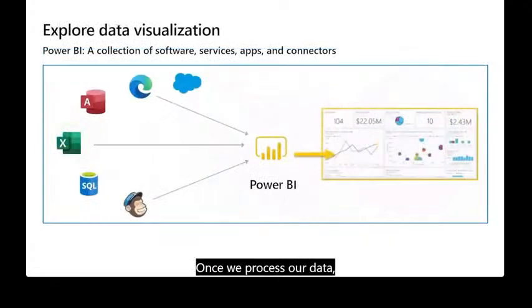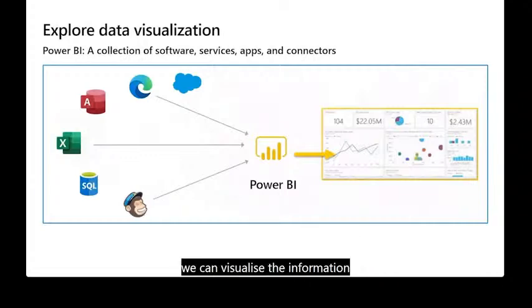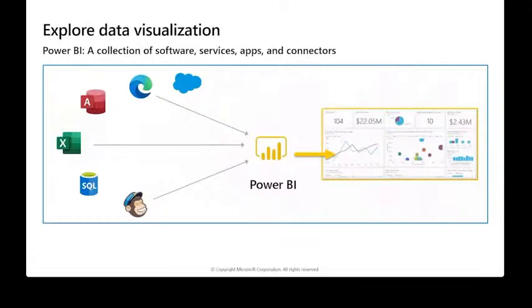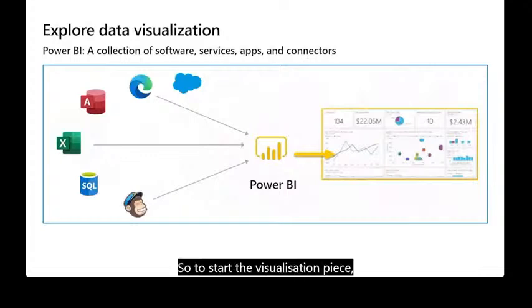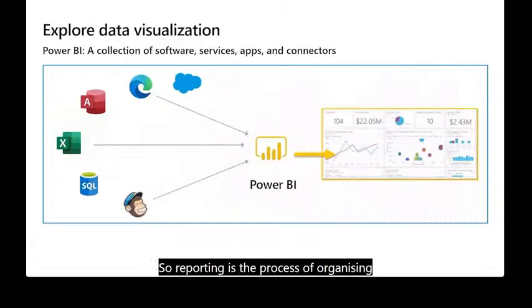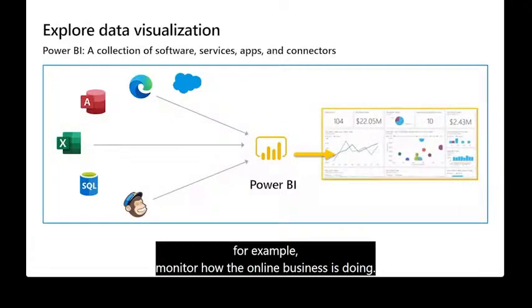Once we process our data, we've gathered insights and results from our analytics and queries, we can visualize the information that our business models we've built present using data visualization tools. So to start the visualization piece, we generally start with creating reports to report on some of our findings and results. Reporting is the process of organizing data into informational summaries to monitor how different areas of an organization are performing. So reporting helps companies, for example, monitor how their online business is doing.